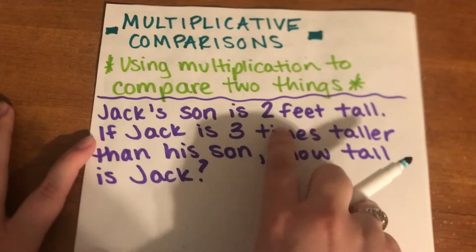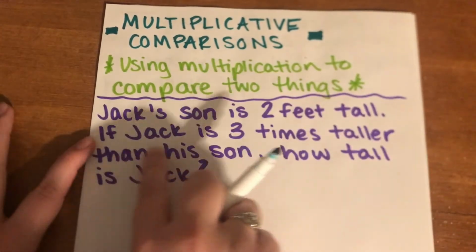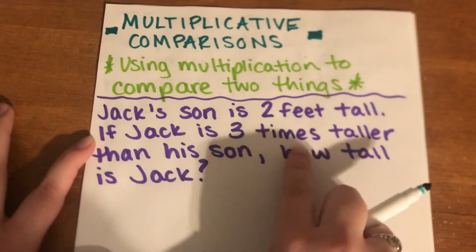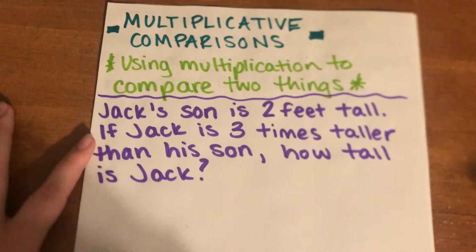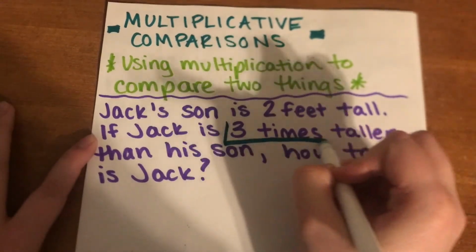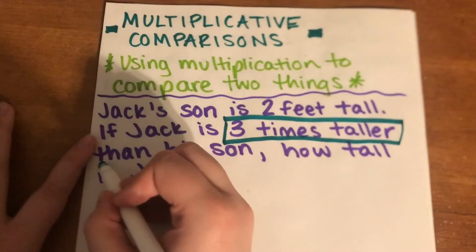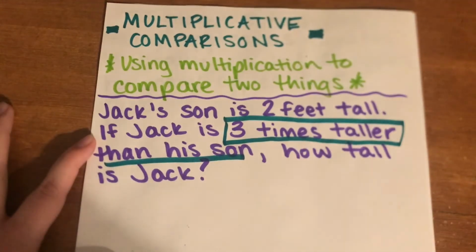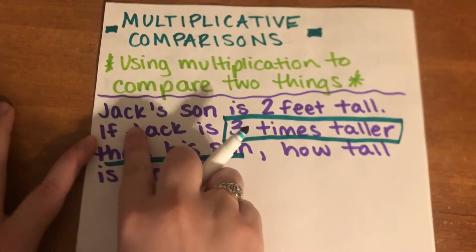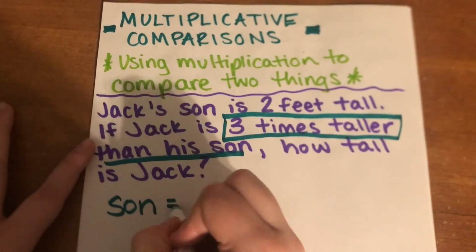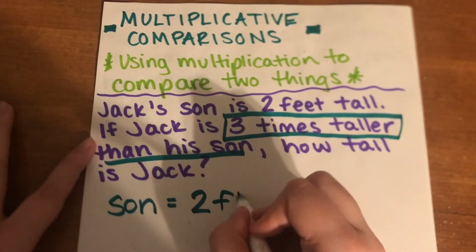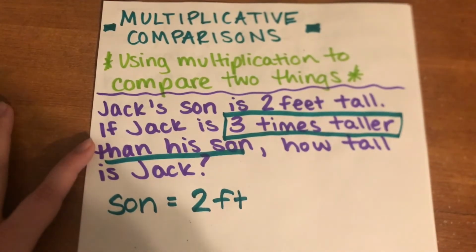Jack's son is 2 feet tall. If Jack is 3 times taller than his son, how tall is Jack? Right? 3 times taller than his son. How tall is Jack? Well, what do we know? We know Jack's son is 2 feet tall. So I'm going to write son equals 2 feet. That's something I know right off the bat.